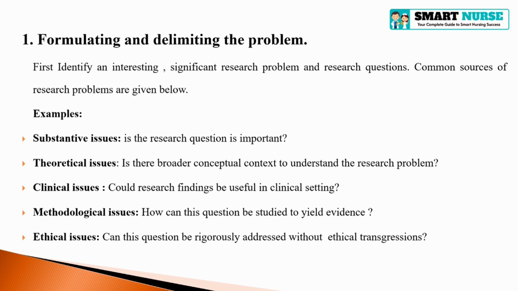How are we going to do this? You are identifying the significance of the research problem and research questions, and you can frame it as the issues that exist in a society, that is, the substantive issues. This research question is very important. Theoretical issues will also be there: how the question relates to the problem. It is a broader conceptual context to understand the research problem.